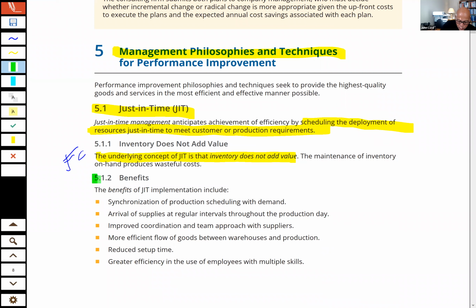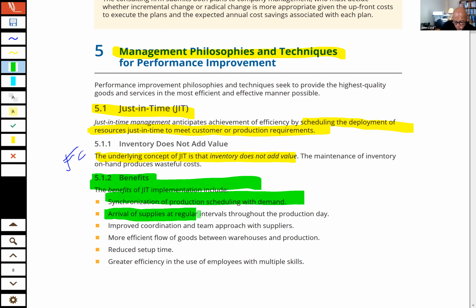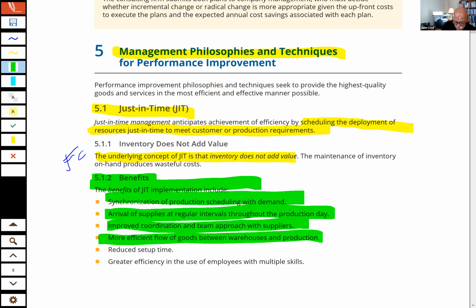Now you come over and benefits to just in time: a synchronization of product scheduling with demand, arrival of supplies at regular intervals, improved coordination with our suppliers, more efficient flow of goods between warehouses and production, reduced setup time, and greater efficiency in the use of employees with multiple skills.